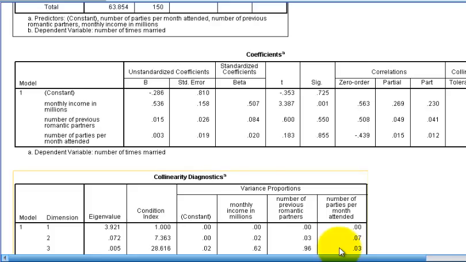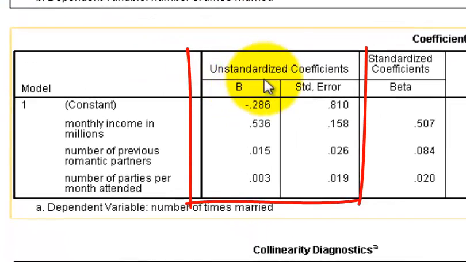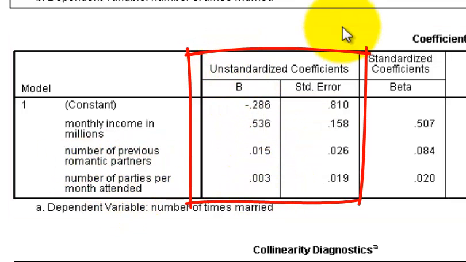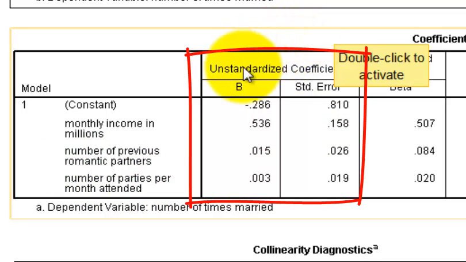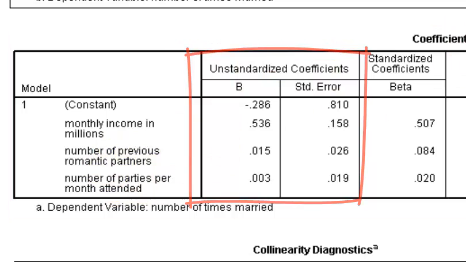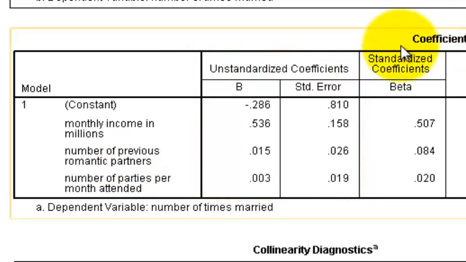The unstandardized coefficient is your B weight, the capital B. These are in units of whatever the IV is. So for monthly income, you're talking about millions of dollars. This is the number of previous partners. This is the number of months or how many days or how many parties. So just remember, unstandardized coefficients are B weights measured in whatever the variable is measured in. This is what we want. This is your beta weight column.